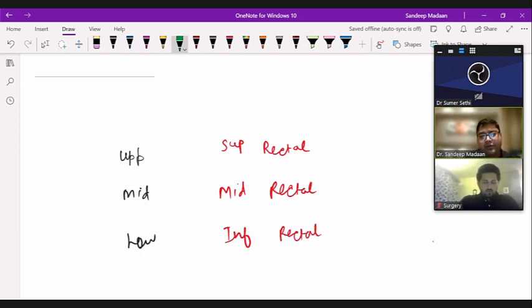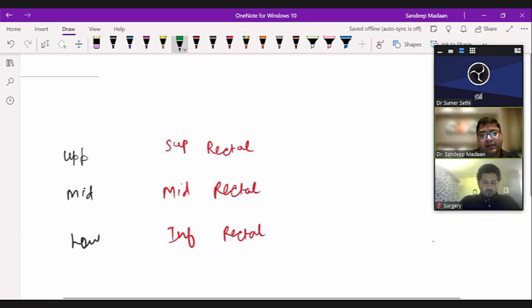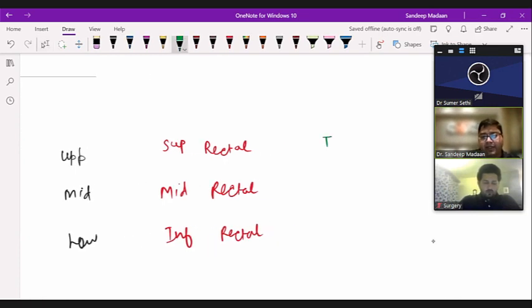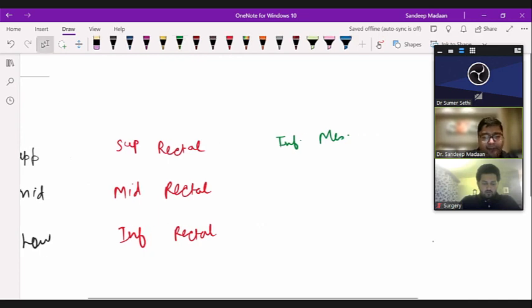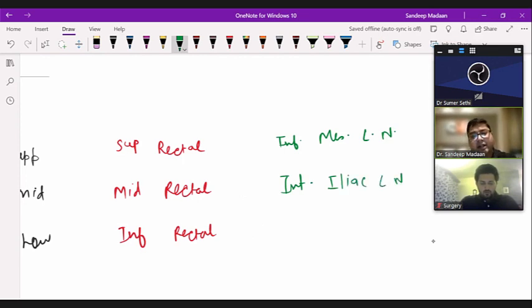It's a branch of inferior mesenteric artery. So which lymph node will be carrying? Accordingly, it will be carrying to the inferior mesenteric lymph node. Then middle rectal artery is a branch of internal iliac, and accordingly we can think that the internal iliac lymph node will be carrying the lymphatics from this part. Inferior rectal artery is a branch of internal pudendal, which is further a branch of internal iliac. So even in the lower part, it will be internal iliac lymph node.